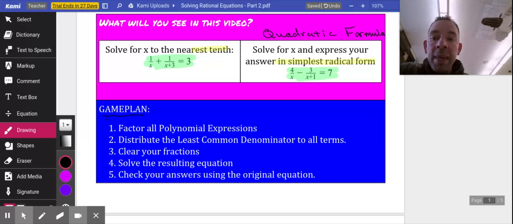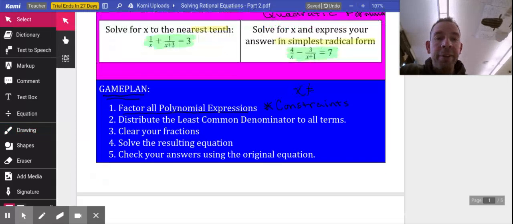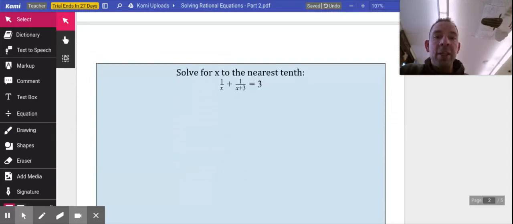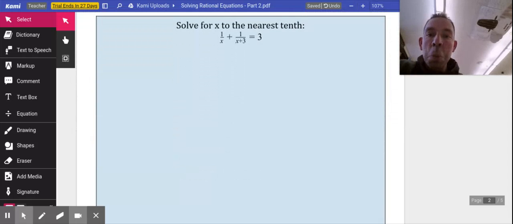Now we've got the same game plan. We're going to factor all of our polynomial expressions when applicable. And right there is a good time to identify what we call your constraints, or the restrictions on the domain. In other words, what is x not allowed to equal, based on the fact that we can't divide by 0. And then we're going to get into distributing that LCD, clearing your fractions, and then jumping into the quadratic formula most likely today.